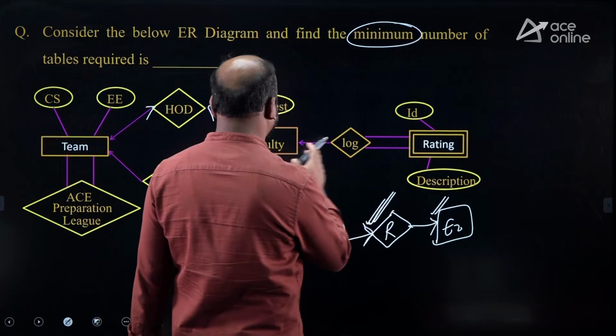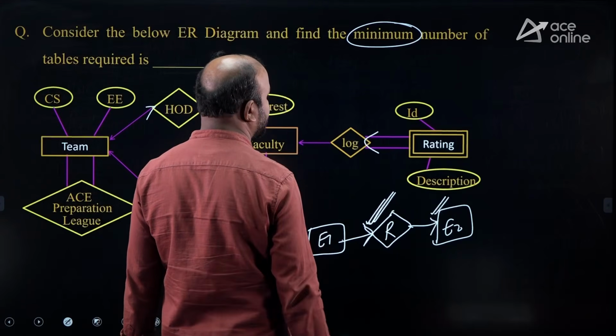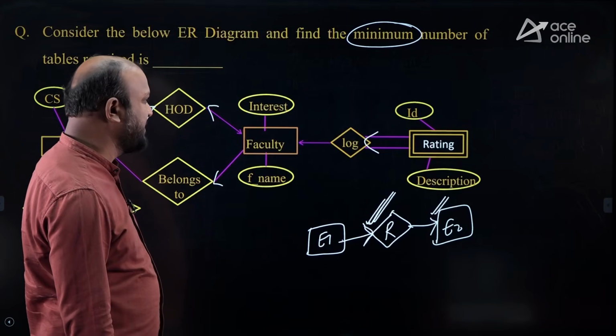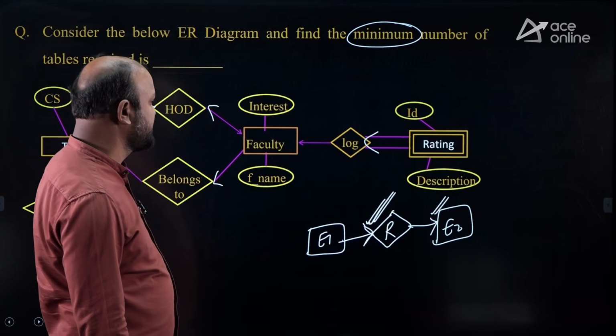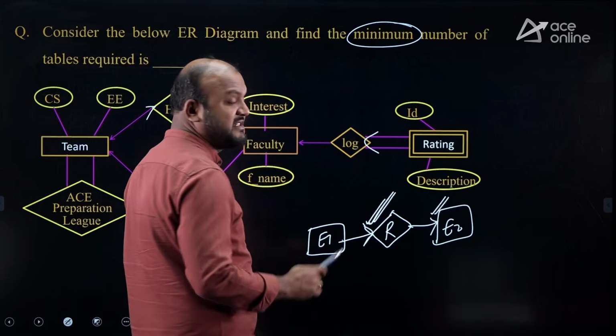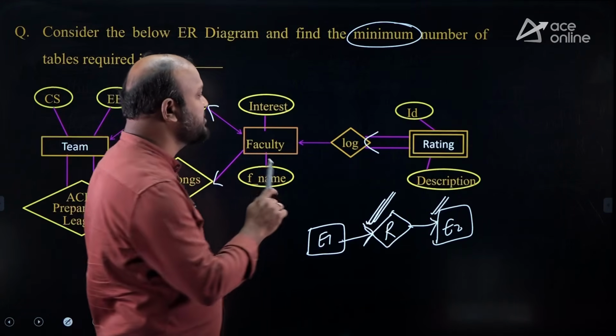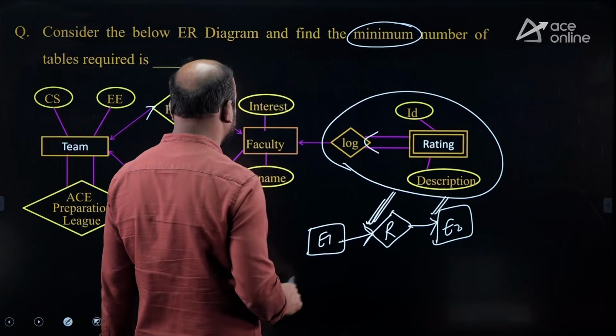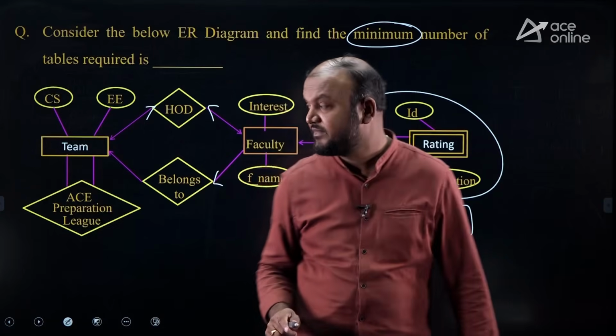And rating to faculty is an arrow, so you can put an arrow from rating to log. After that, once you place the arrows, you can go for merging. Whenever there is a key constraint, meaning an arrow to the relationship, it can be merged with the entity set. So this is one merge, that is one.